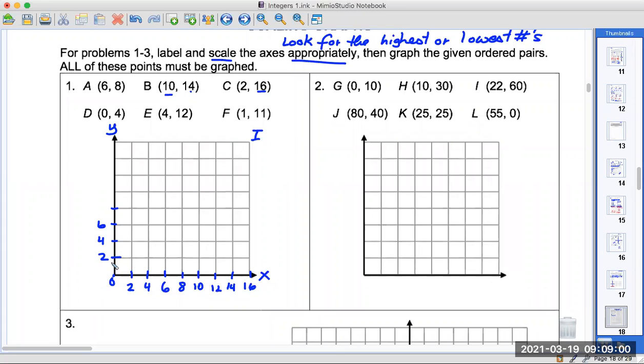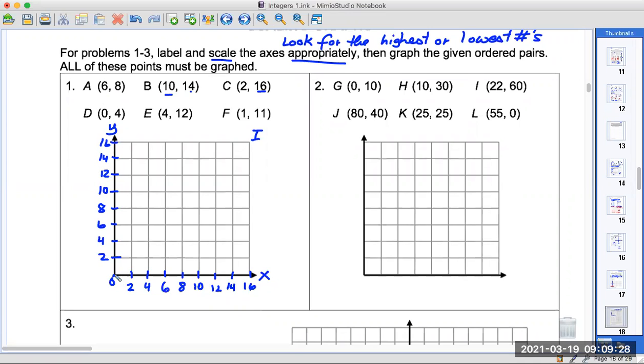You can't go, oh, I make this 2 and this 4. It has to be the same distance. I call it evenly spaced. The distance has to be the same. So that's 8. I'm counting up by 2's: 10, 12, 14, 16. Okay, now we can fit the points, correct?